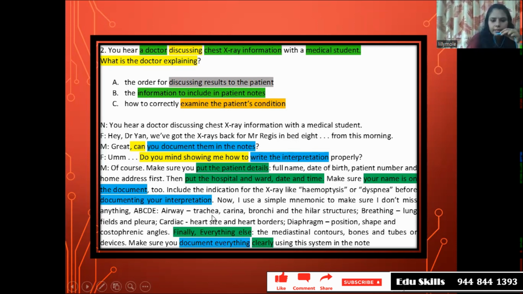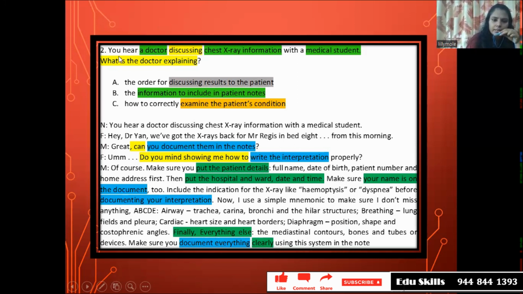Airway, that is trachea, carina, bronchi, and the hilar structures. The breathing includes lung fields and pleura. Cardiac, that is heart size and heart borders. Then diaphragm, position, shape, and costophrenic angles. Then finally everything else: the mediastinal contours, bones, and tubes or devices. Make sure you document everything. Again, he is stressing that. Make sure that you document everything clearly using this system in the notes.